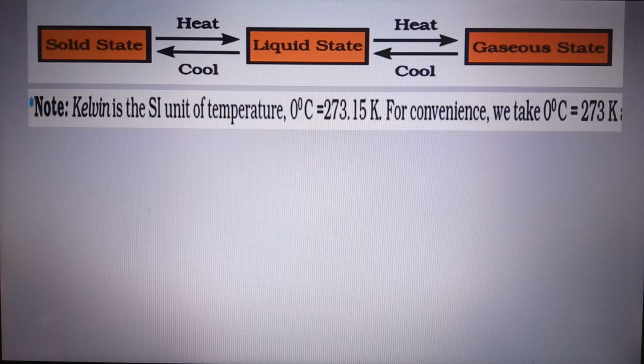Note, Kelvin is the SI unit of temperature. 0 degree Celsius is equal to 273.15 Kelvin. For convenience in calculation, we take 0 degree Celsius equal to 273 Kelvin. Kelvin is never written as degree Kelvin. Only Kelvin is written. For Celsius, we mention degree.